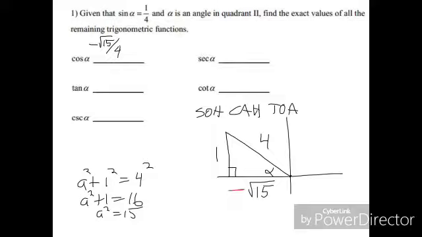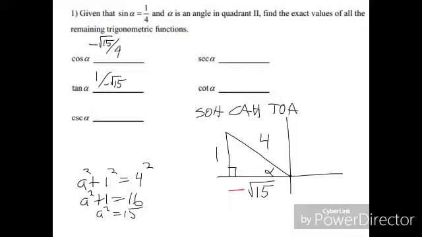And tangent is opposite over adjacent. This would be 1 over negative square root 15. And we were already told that we don't have to rationalize the denominator, so these are fine. You can put the negative on the top with the 1 if you'd rather, or simplify if you want.